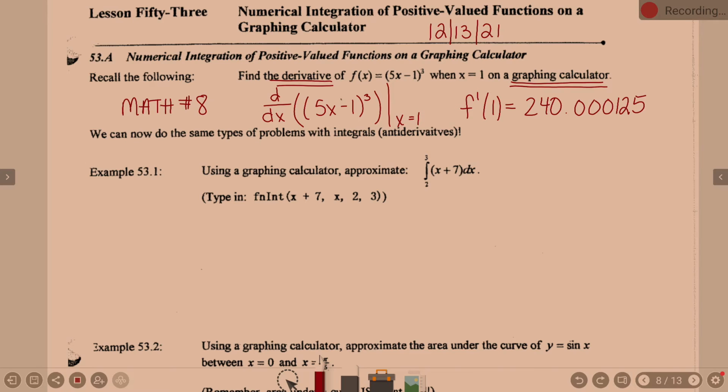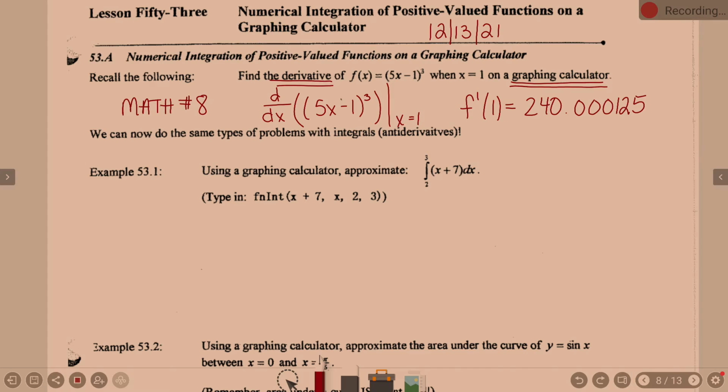Well, notice, today is integrals on the calculator. And I think it was already noted that there's something right below on the calculator. So we can do the same types of problems with integrals or antiderivatives. Again, just like derivatives, it only works if you have a value to plug in. With integrals, it only works with definite intervals. It doesn't work if you don't have a value to plug in.